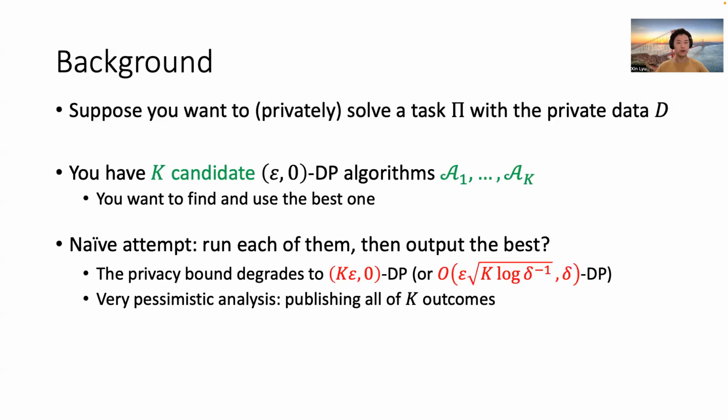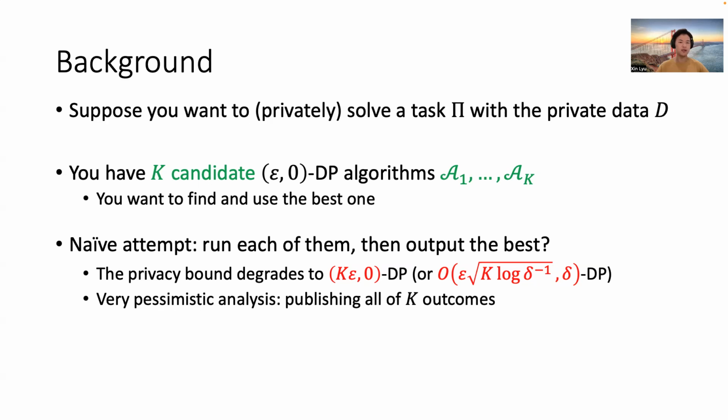The most naive attempt would be running each algorithm once and then finding and outputting the best one. However, if you analyze the privacy of this total algorithm, you can think of it as a composition of k independent running (epsilon, 0)-DP algorithms. The privacy bound simply degrades to (k epsilon, 0)-DP, or (epsilon times square root k, delta)-DP if you use the so-called advanced composition theorem.